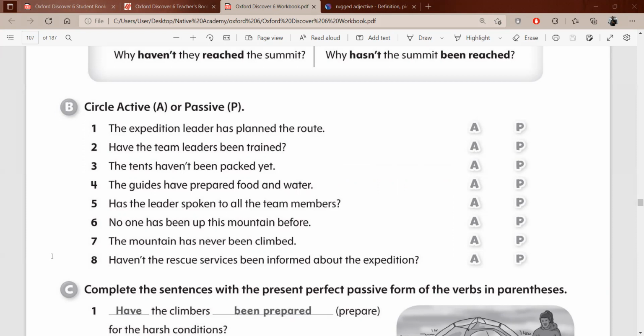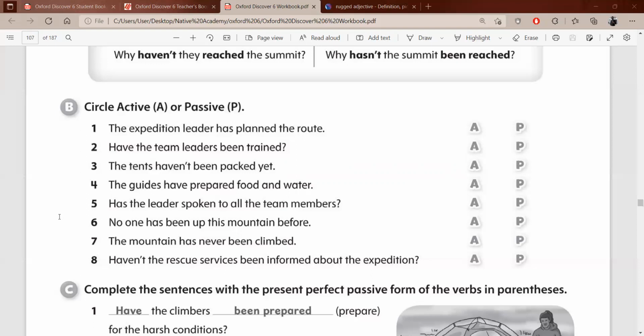The mountain has never been climbed. Passive. Number 8: Haven't the rescue services been informed about the expedition? Has the rescue service been informed about the expedition? Passive. Okay.